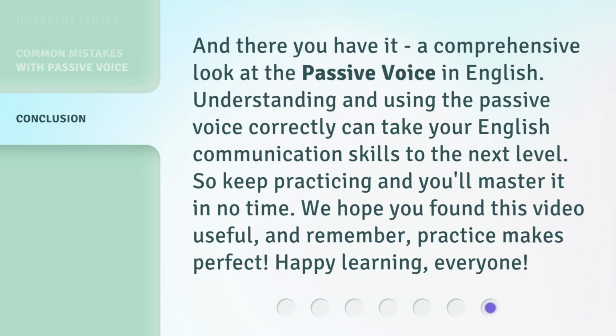And there you have it, a comprehensive look at the passive voice in English. Understanding and using the passive voice correctly can take your English communication skills to the next level. So keep practicing and you'll master it in no time.